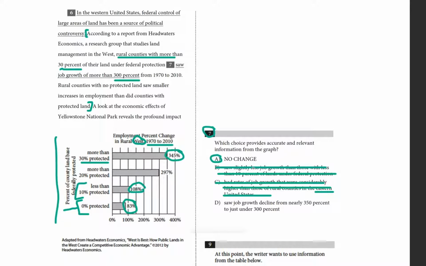Rural counties with more than 30% of their land under federal protection saw job growth decline from nearly 350% to just under 300%. Now, it is true that there is a figure that is just under 300% in the graph, but it's talking about a different class of county. It's talking about counties with more than 20% protected land. And the graph does not bear this out. It's talking about a completely different thing. Great. So all I needed to do was take the sentence and plug it into the graph. You know, we have this 30% here, and that corresponds to the 30% bar in the bar graph.